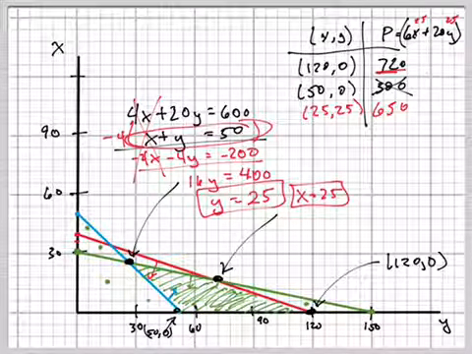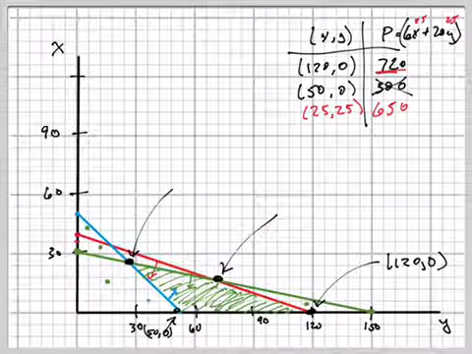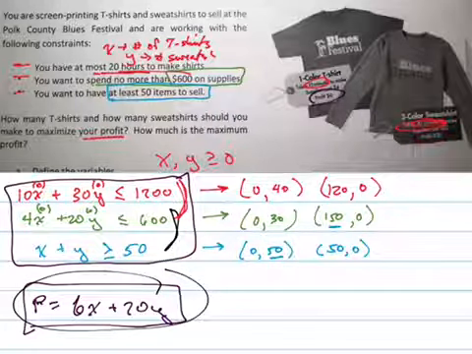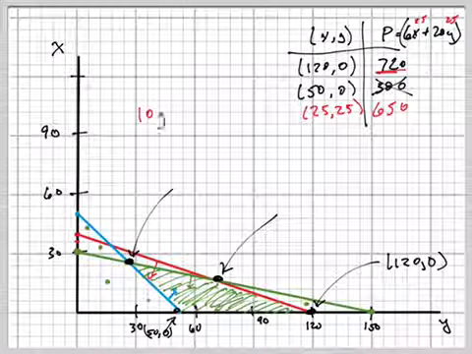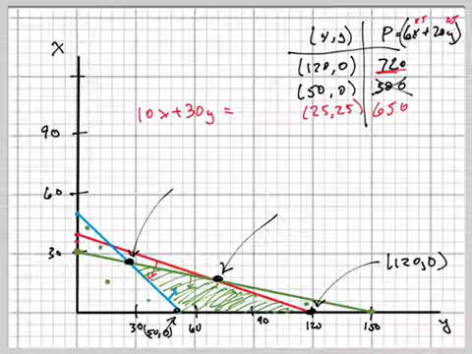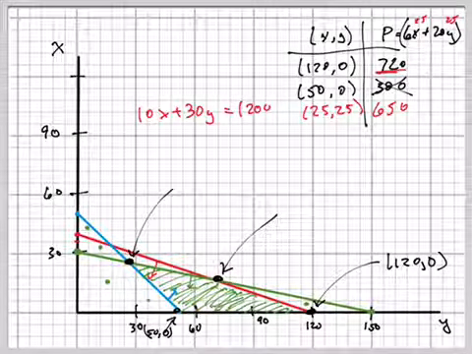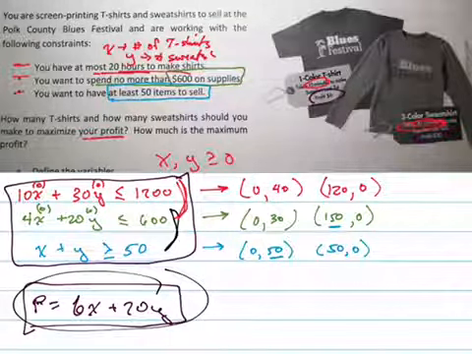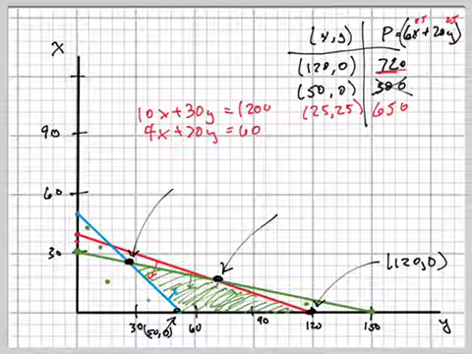How about this last point right here? Let's find it. That last point is the intersection of the green and the red. So let's go back, green and red. It's these two. So 10, 30, 1200: 10x plus 30y is equal to 1200. Again, I'm not doing the inequality, just the equal to is fine. And the green one is 4, 20, and 600: 4x plus 20y equals 600.